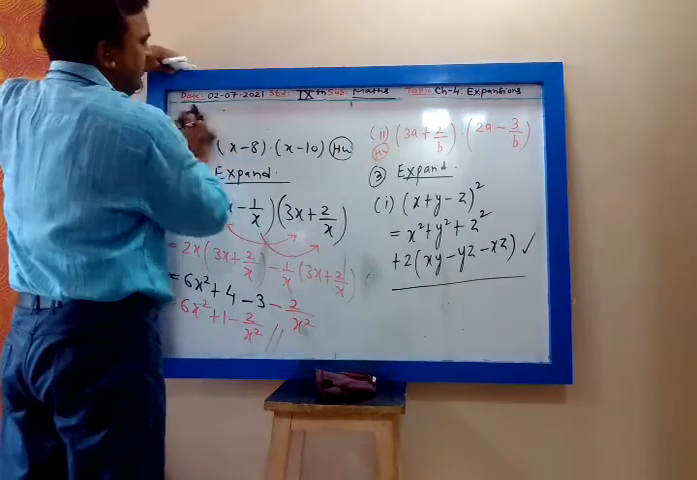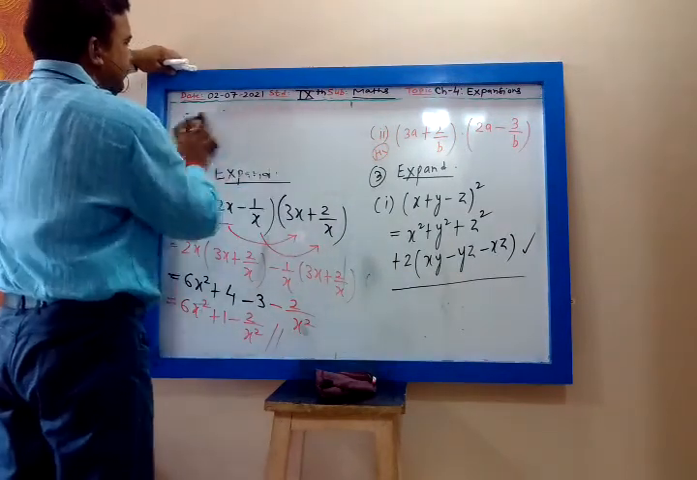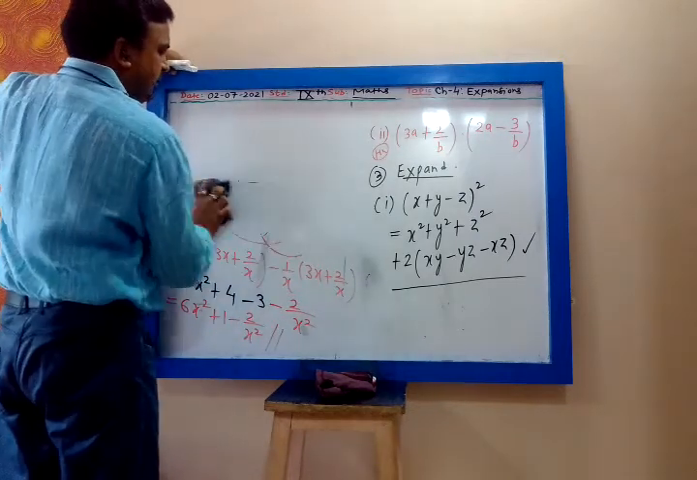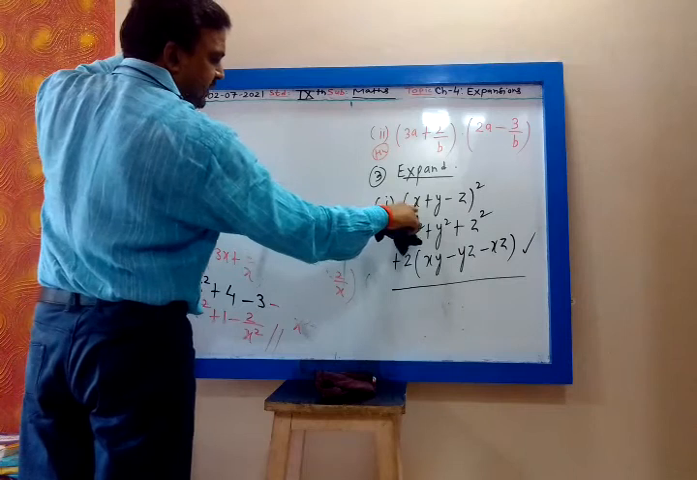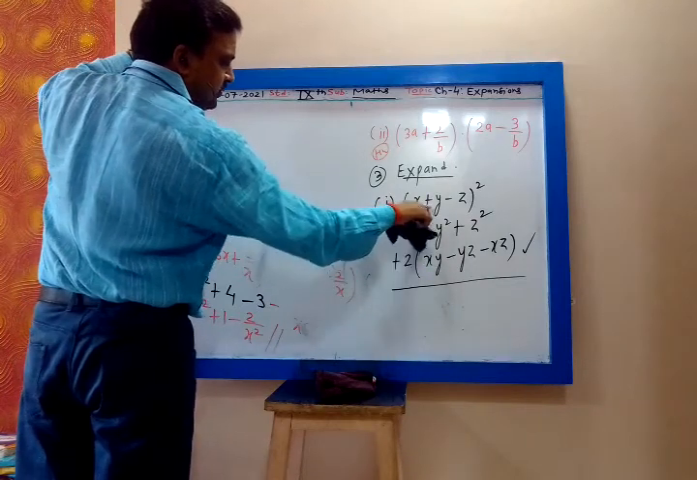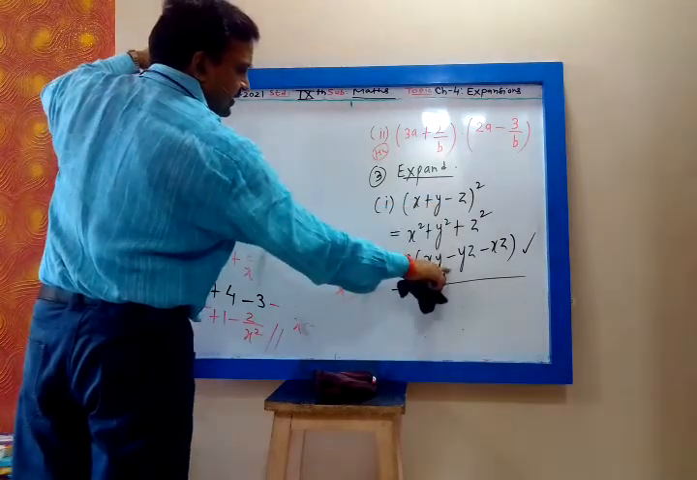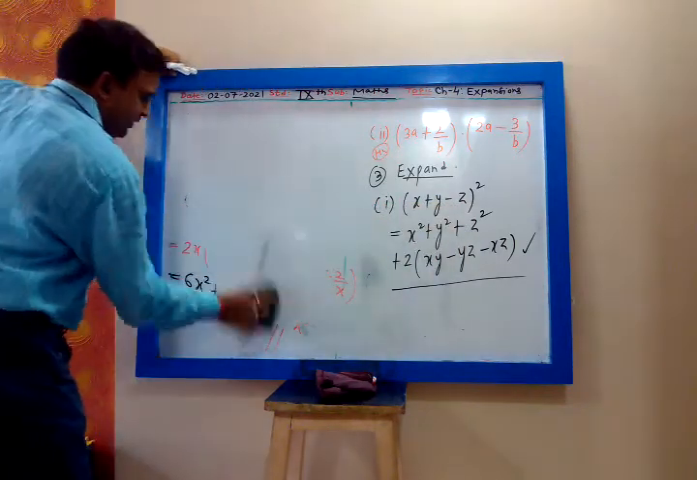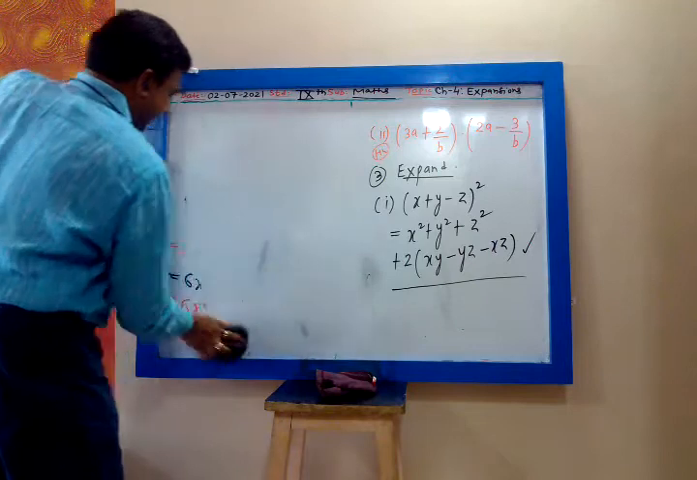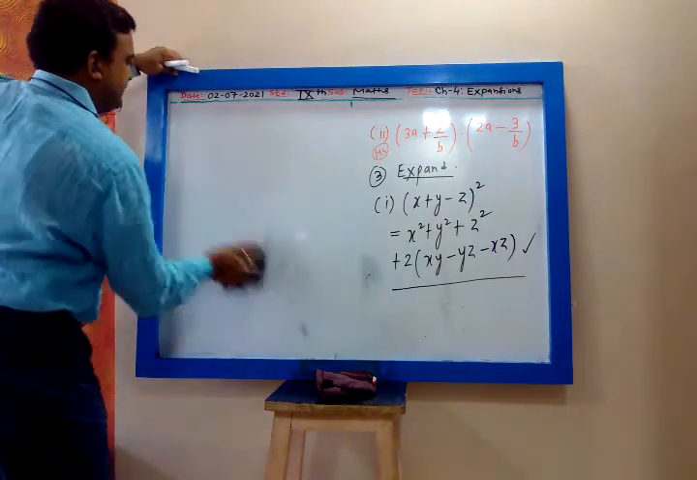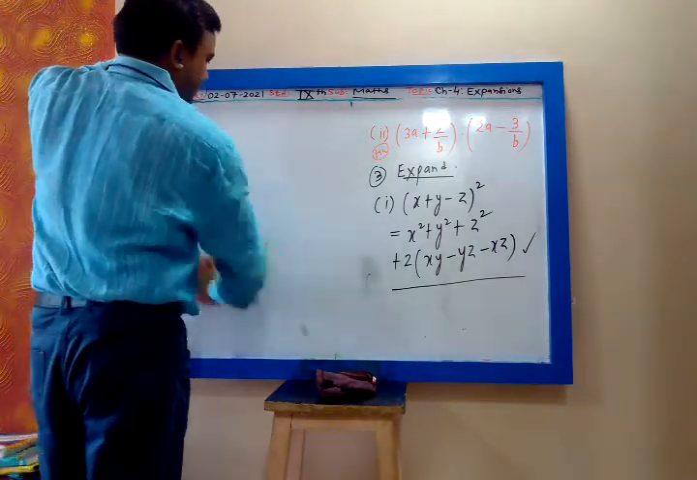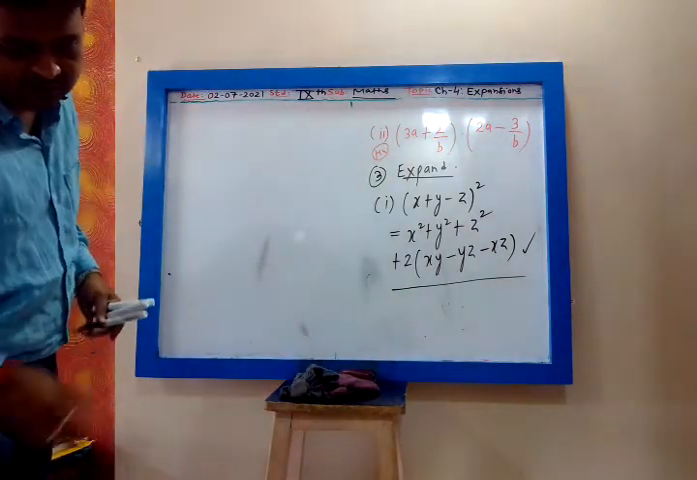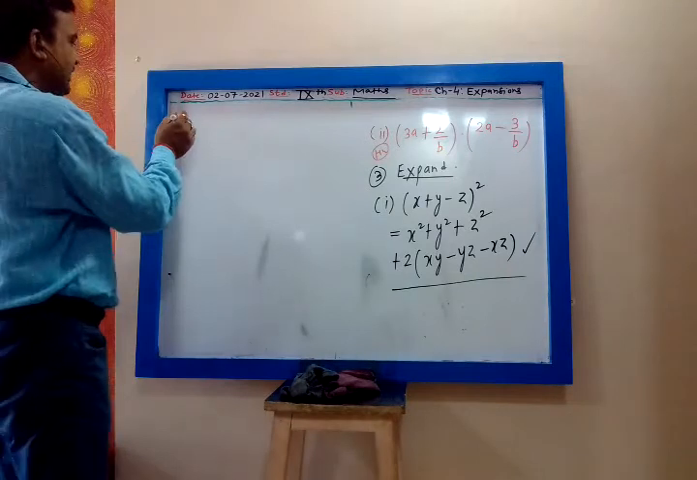A plus b plus c whole square formula: a square plus b square plus c square plus 2 times. Then you have to multiply two numbers together with their usual sign. Plus x into y, xy, plus y into z, minus yz, minus z into x, minus xz. That is the answer. So in this type of problems, use the formula a plus b plus c whole square. No need to remember the formula. Remember the technique.